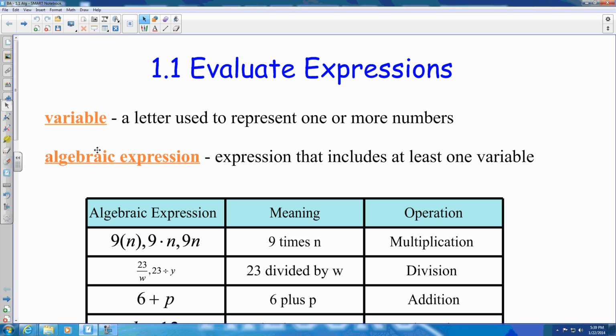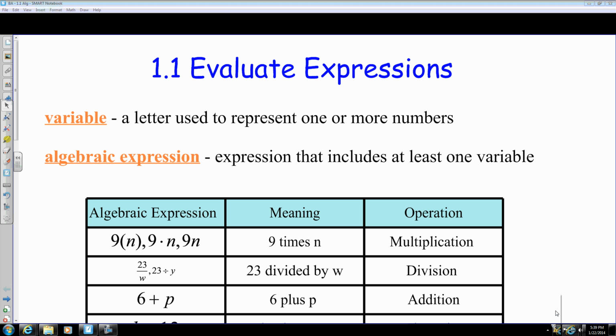All right, so this is beginning algebra, and we're going to start in chapter 1, section 1.1, where we're going to evaluate expressions. If we remember stuff from previous classes, we talked about expressions as a definition. An expression, in its simplest terms, is a math problem without an equal sign.